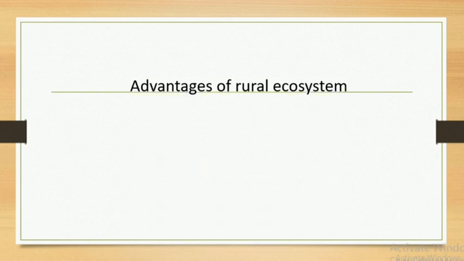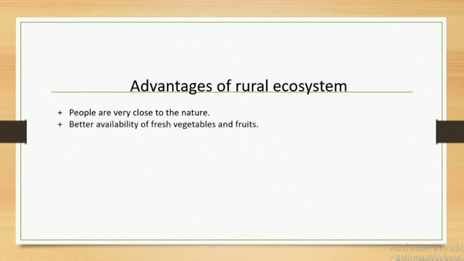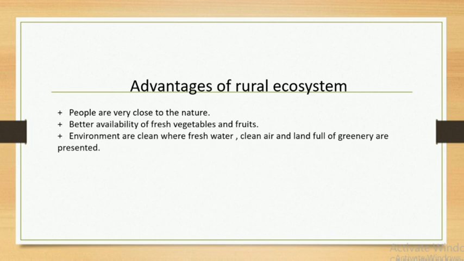The advantages of rural ecosystem are people are very close to nature, better availability of fresh vegetables and fruits, the environment is clean where fresh water, clean air and land full of greenery are present. Life is a bit more relaxed than living in cities.